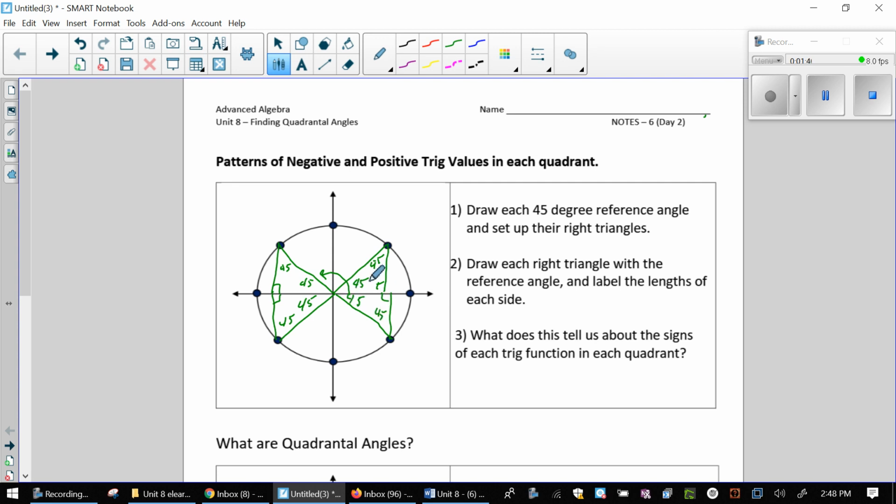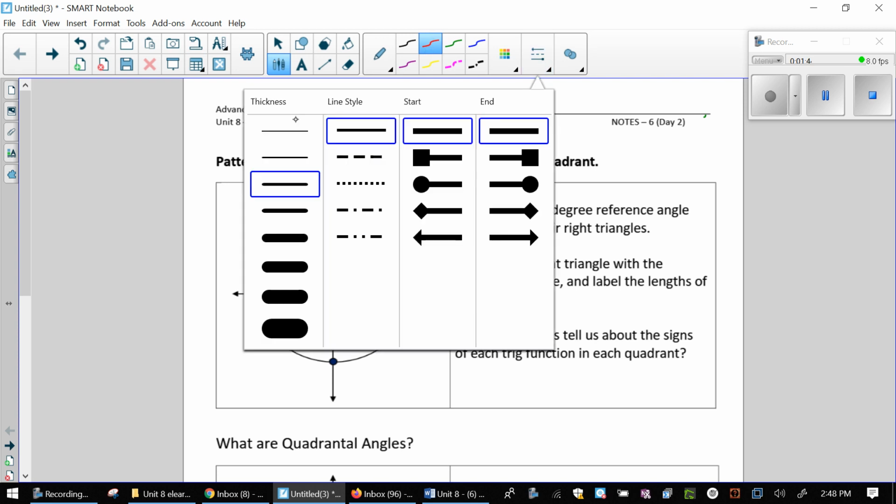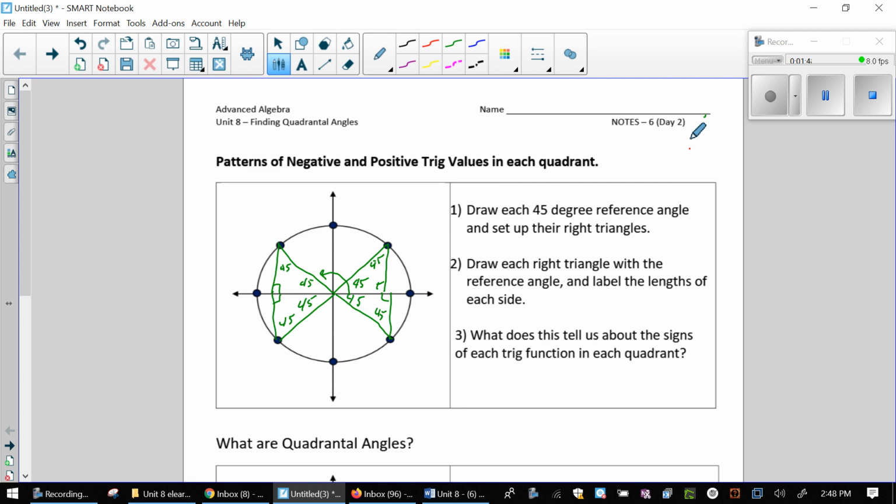Now, when I was doing this yesterday, I told you guys to think about this as quadrants, okay? And if we graph a point in a quadrant, if we go left on the x-coordinate, then that's a negative. If we go down on the y-coordinate, then that's negative, okay? So we did this, right? Reference angle, label the lengths of each side.